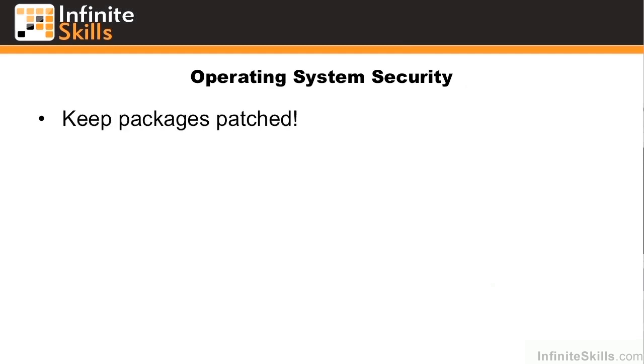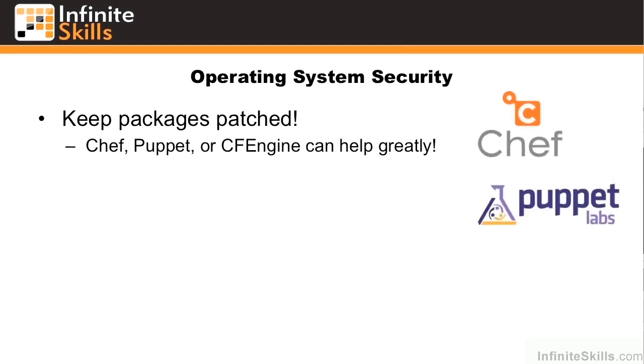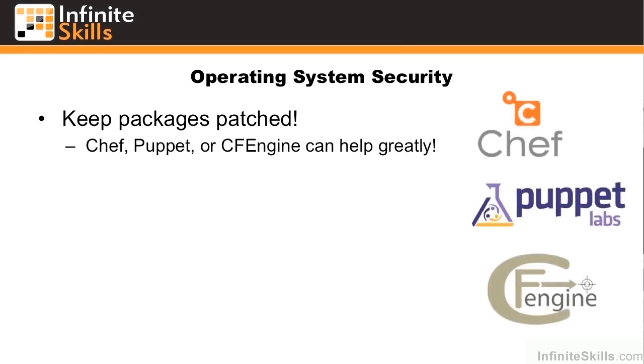One of the first things you're going to want to do is keep your packages patched. Sony Corporation, for example, ended up on the front page of the New York Times when they simply forgot to update their web server and it was running with 3 or 4-year-old software and it got hacked. Chef, Puppet, or CFEngine are tools that can help greatly with this. These tools automate the process of package updates. Rather than going into 100 servers manually, these packages can log in for you and take care of package updates and so forth.